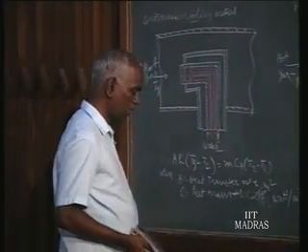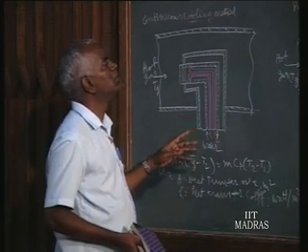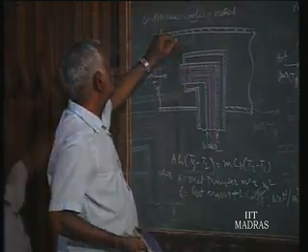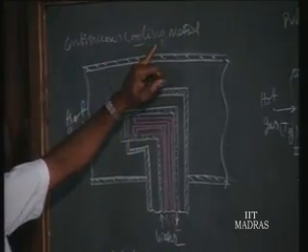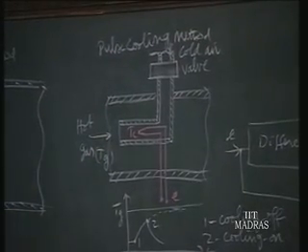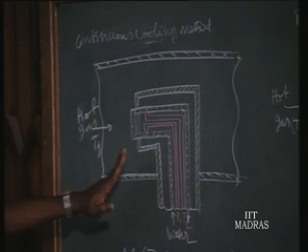Temperatures higher than the melting point of one of the wires can be measured by adopting either of these two techniques. One is called the continuous cooling method, and the other is called the pulse cooling method. These are the two methods available. First, the continuous cooling method.